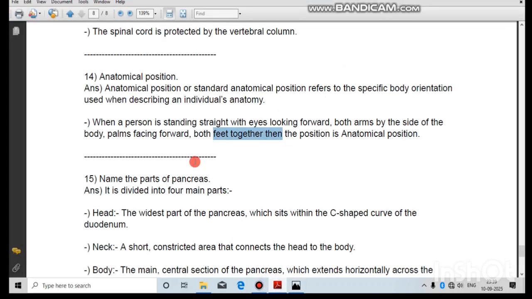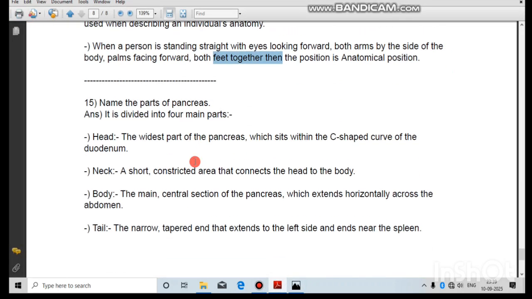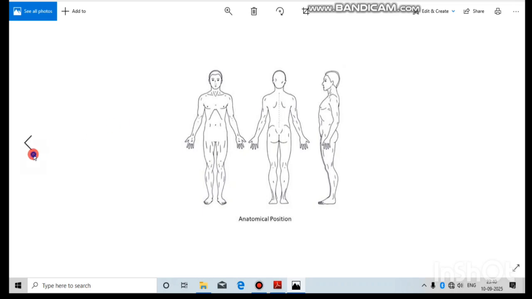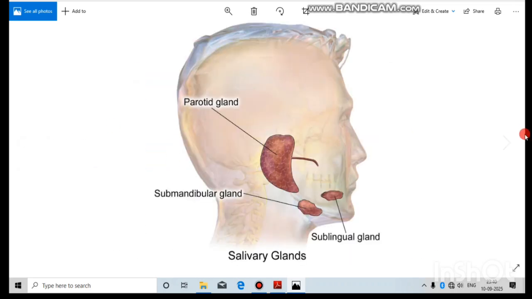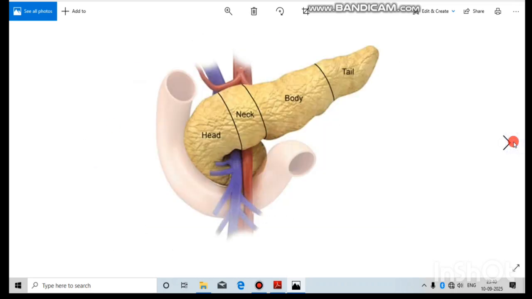The next question is: name the parts of the pancreas. That is the last question in the 3 markers. The pancreas is divided into 4 main parts: head, neck, body, and tail, as you can see here in the diagram. Here we have the head region, neck part, body, and tail.